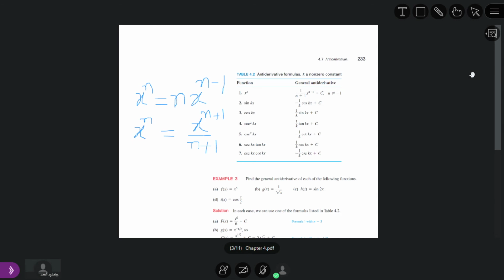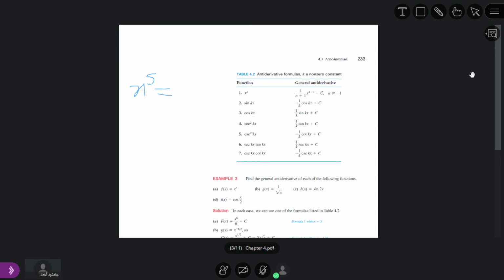If we have x power n, then the antiderivative is x power n plus 1 divided by n plus 1. You got my point? Yes. So now I give you an example. If I have x power 5, what is the antiderivative of this?